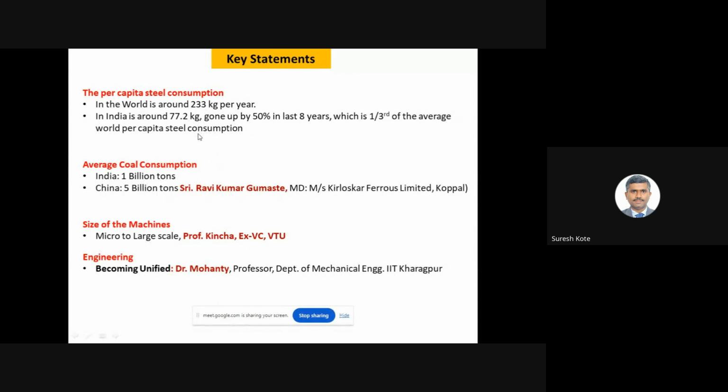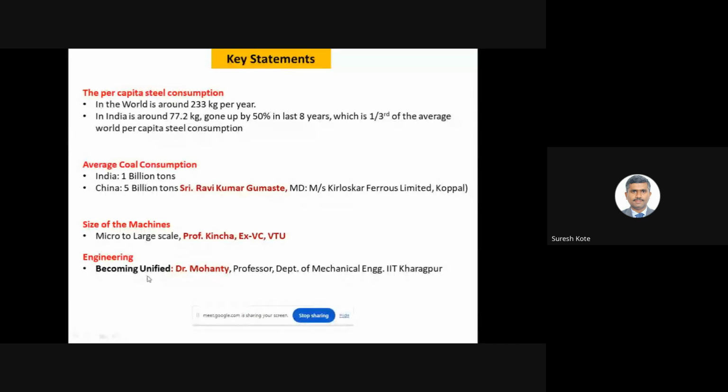Because consumption of steel is a bit less compared to the whole world. Again, coal consumption. Coal is used in several sectors, for power and even for the steel sector. In India, 1 billion tons per year are consumed as of now. In China, it is 5 billion tons. Again, the size of the machines: a few decades back, the size of the machines was medium scale, but now it is from micro level to very large scale. This has been said by Professor Kincher, who is the ex-vice chancellor of VTU.